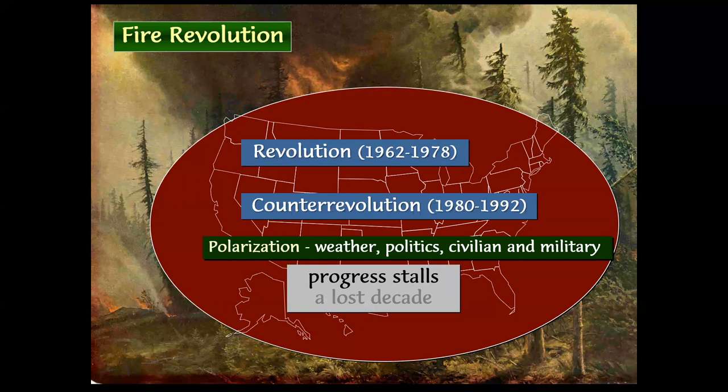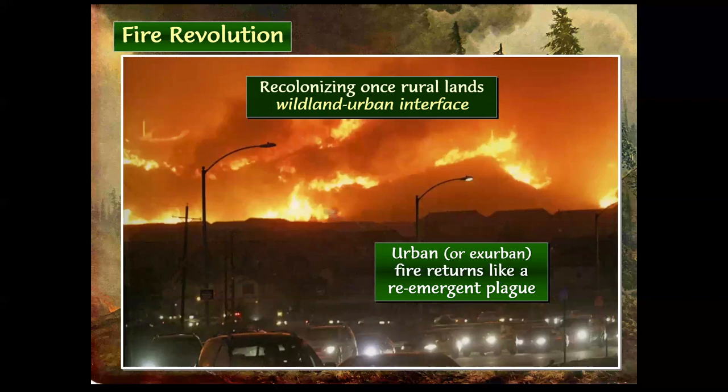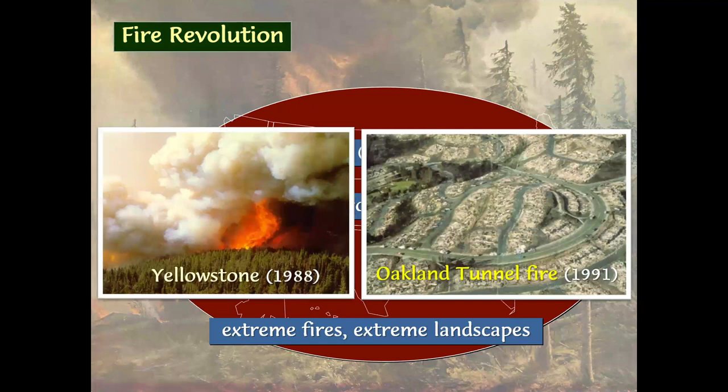In the meantime, what we do see is a recolonization of rural lands, and that allows urban, or we might call it exurban, fire to return. And for me, this is like having polio come back. We fixed this problem. We know how to keep cities from burning. We stopped that. What's happening? Something got misdefined, and I can talk about it later if you wish, but in a sense, we're in a decade, 12 years of counter revolution.